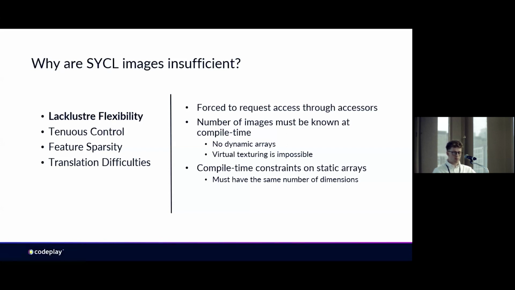Rigid compile time constraints make it very difficult to work with SYCL images in a dynamic and flexible way. Take, for instance, the number of images must be known at compile time, meaning no dynamic arrays of images, and special image types like virtual texturing are impossible. Virtual texturing is where each data point of an image contains a reference to another image. Even with static arrays, there are constraints on how you store your image in those arrays. Take, for instance, each image must all have the same number of dimensions.